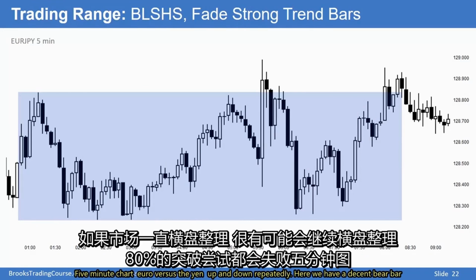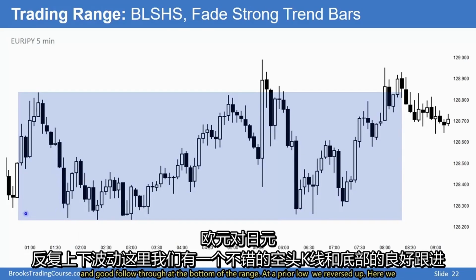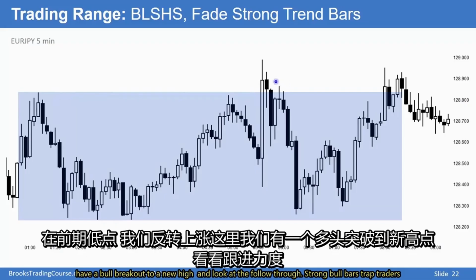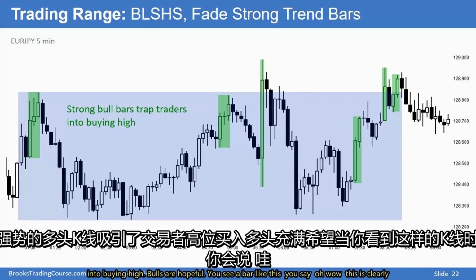5-minute chart, euro versus the yen, up and down repeatedly. Here we have a decent bear bar and good follow through at the bottom of the range. At a prior low, we reversed up. Here we have a bull breakout to a new high, and look at the follow through. Strong bull bars trap traders into buying high.